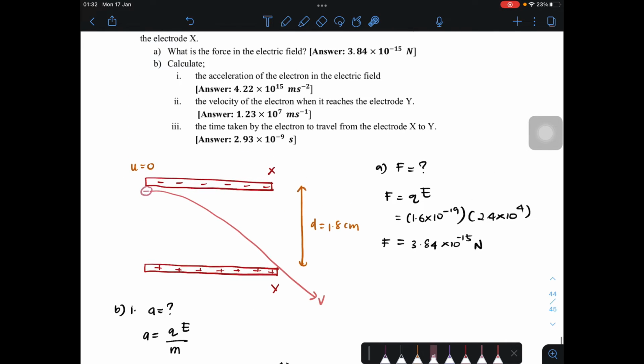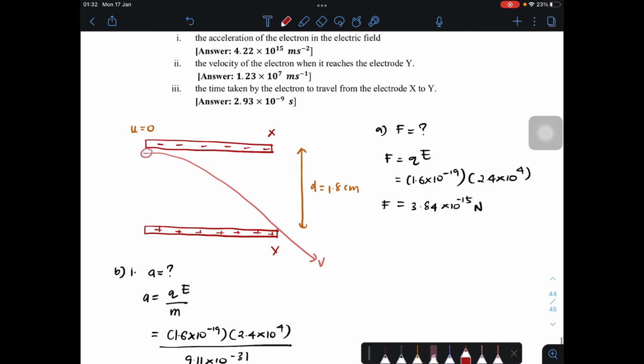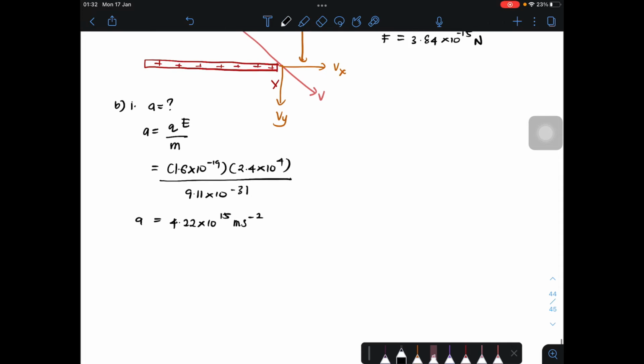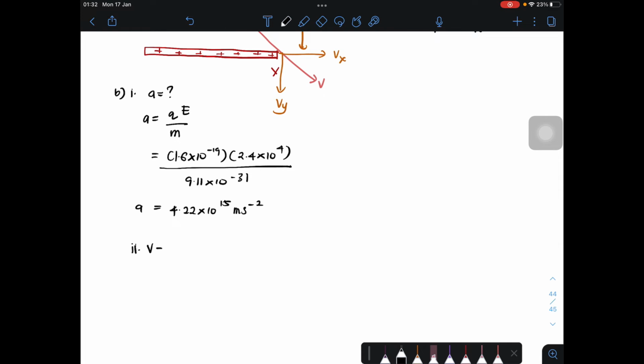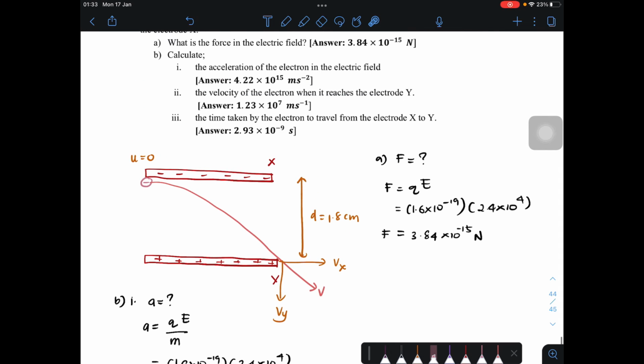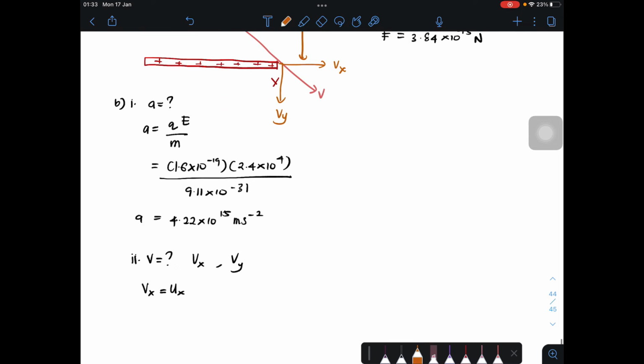Next question. Calculate the velocity of the electron when it reaches the electrode Y. So we want to find what is the velocity here. This velocity. So obviously you need to resolve into X component and Y component in order to find the V. So in order to find the V, we need to find what is Vx and what is Vy. Okay, so Vx is equal to Ux. From here, U is equal to zero, so Vx is equal to zero.